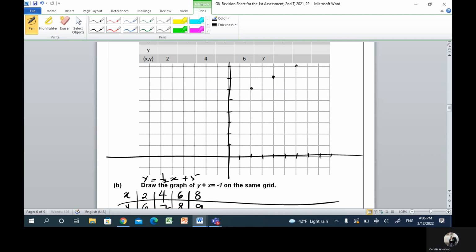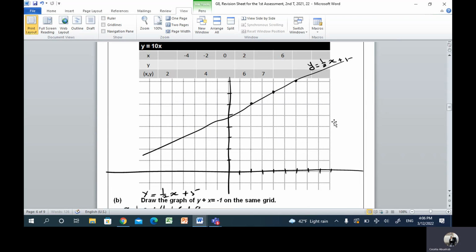So grab your ruler and connect between the points. Draw your line, put the arrows on the line, and you're done. And of course, if they want you to complete the table here, okay, let me show you how you do that.